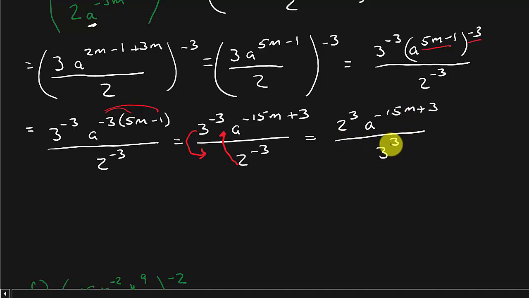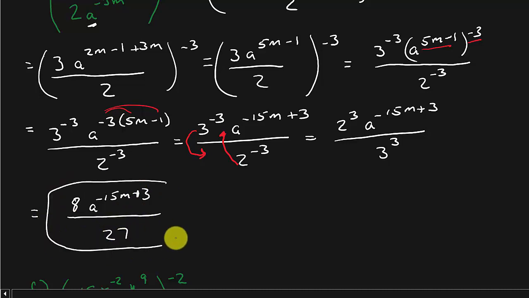And I know what you're probably thinking. Why didn't I move this down? I'll explain that in a minute. So now we've got 2 cubed, that's 8, and a to the (negative 15m plus 3), over 27. And this is your final answer.